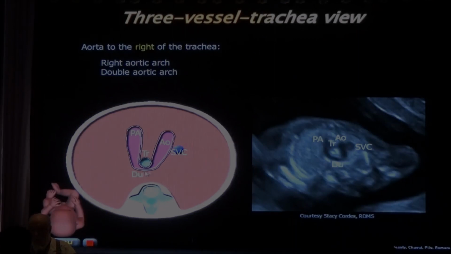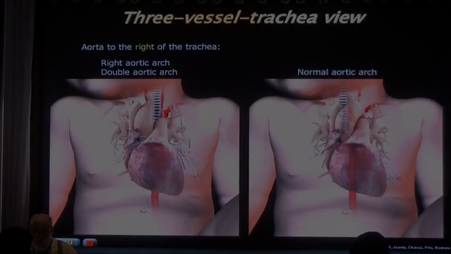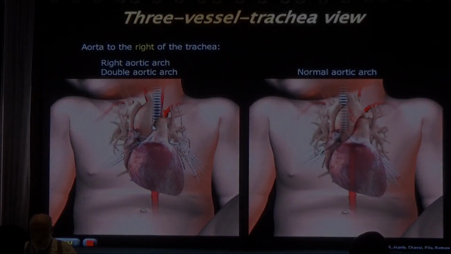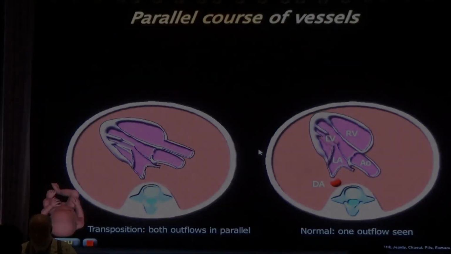Here we have the three-vessel view with the trachea between the pulmonary and the aorta. It gives this image here, very different from what you see normally. And remember, this is the drawing that I showed you before with the double aortic arch.